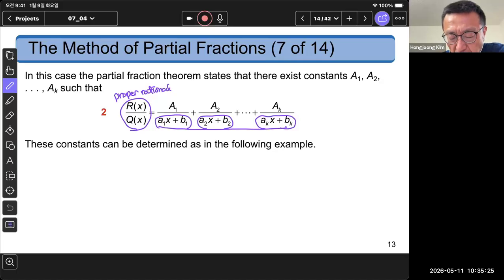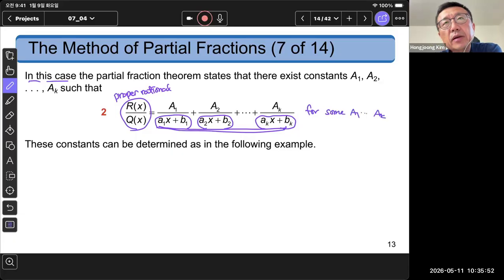So in this case, if your Q(x) can be written as a product of distinct linear factors, then your proper rational function R(x) over Q(x) can be written as the sum of these for some A1 up to Ak, which you need to find yourself.